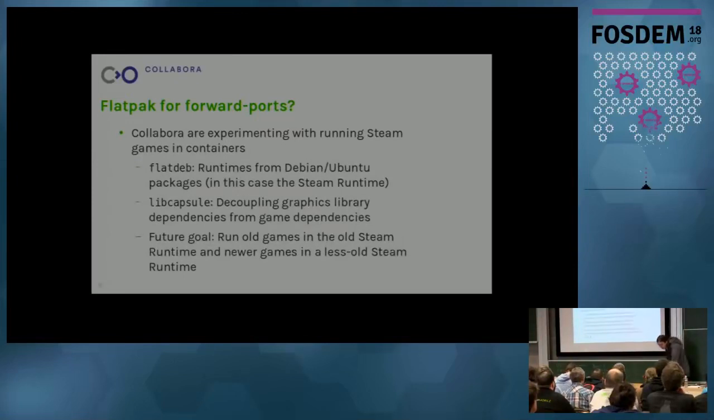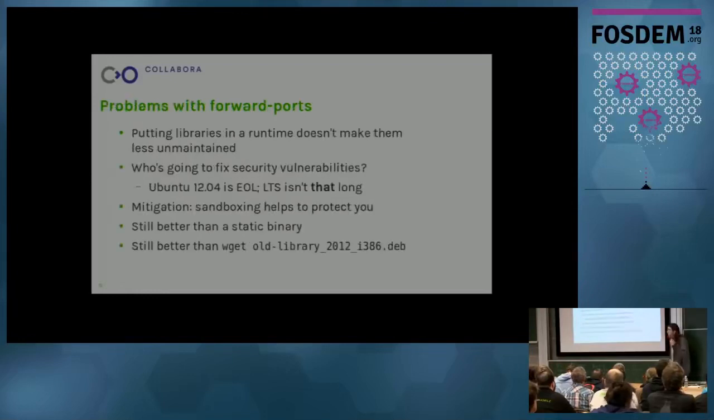There are a few unsolved problems with forward ports, I have to say, and I can see why distributions might not like the idea. I mean, if you have some unmaintained libraries and you put them in a runtime, that doesn't magically make them maintained. Someone still has to either do the work or acknowledge that it's not going to be done. And in particular, Ubuntu 12.04 was EOL last summer. I mean, it's a long-term support distribution, but there's long-term and there's long-term, right?